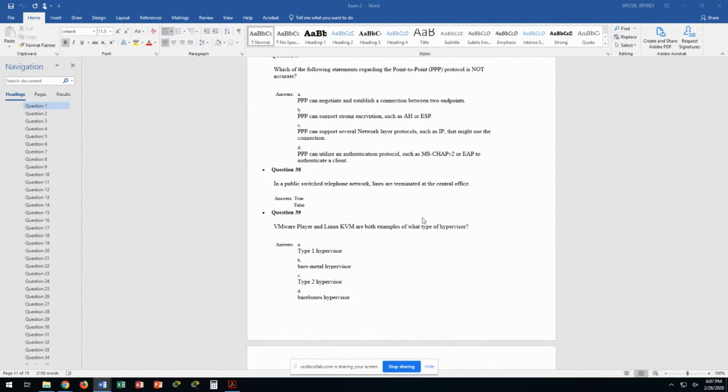Layer protocol? I guess so. So it can do 3 of them, but it can't do 1 of them. Can't do B. B, right. It does not have strong support for encryption, right? Yeah. I never got these questions.